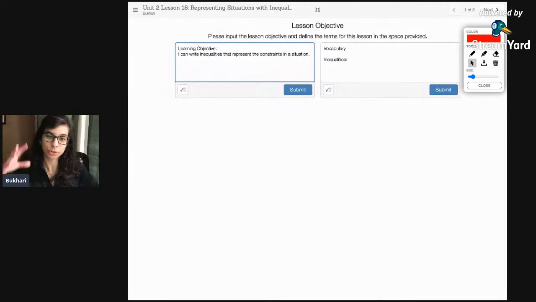Lesson 18 transitions out of what we were doing for the past few weeks, I guess now, with our mid-unit assessment and everything that encompassed that, talking about what equations are, what systems of equations are, and now we're really building off of that. And so today we're going to be talking about what inequalities are.